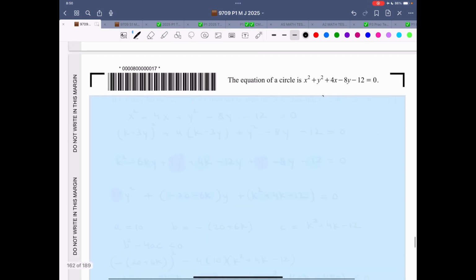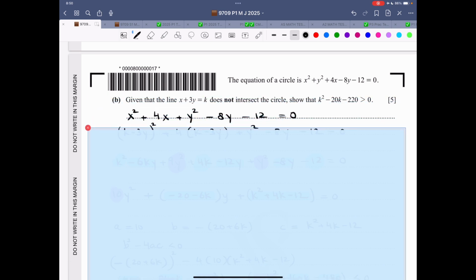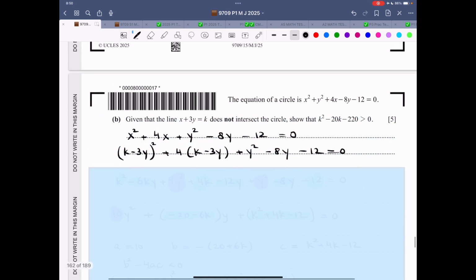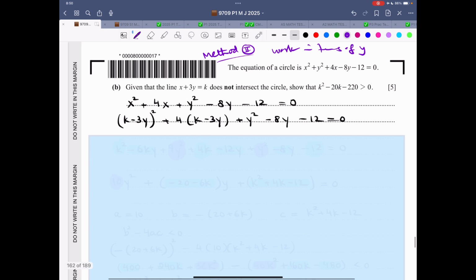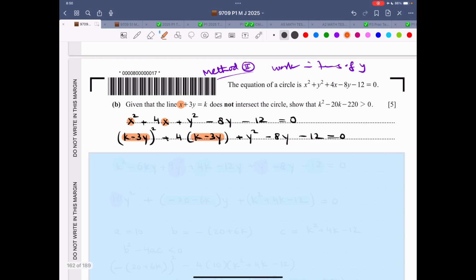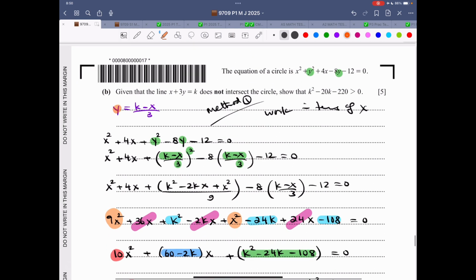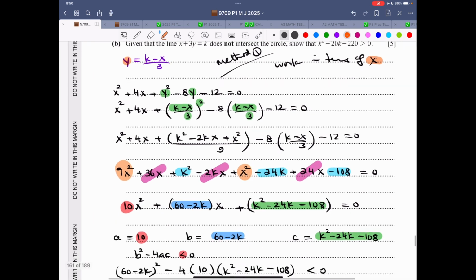What if someone is working in terms of y? So now over here, this is method number 2. There is nothing wrong with working in terms of y. Some people have a doubt. So now it says, given the same thing, what have I replaced? Over here, this x is replaced with k minus 3y, and this x is replaced with k minus 3y. So I made x the subject. That means work in terms of y. Over here, I made y the subject, therefore worked in terms of x. That is the difference between the two.